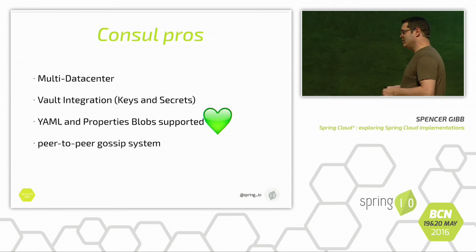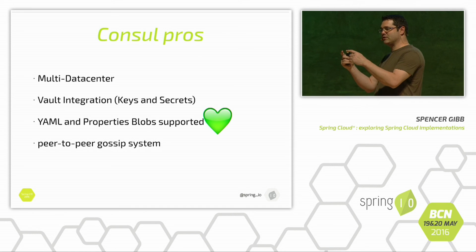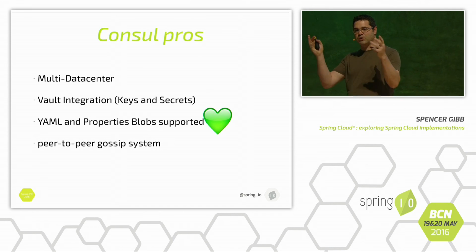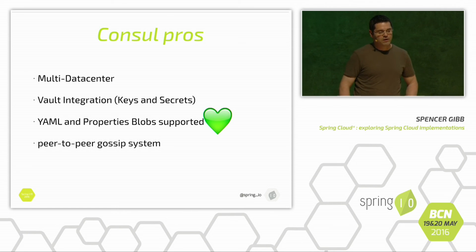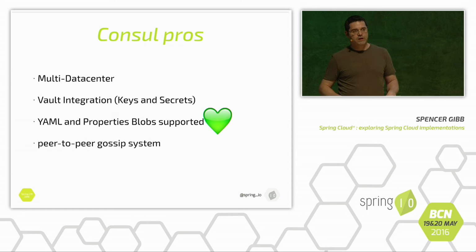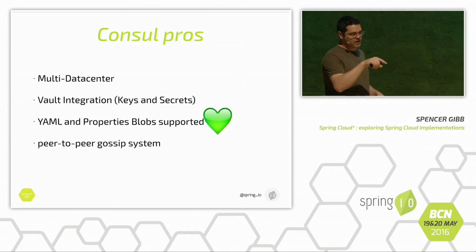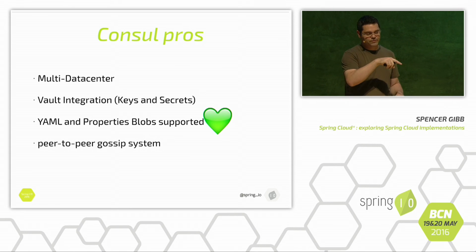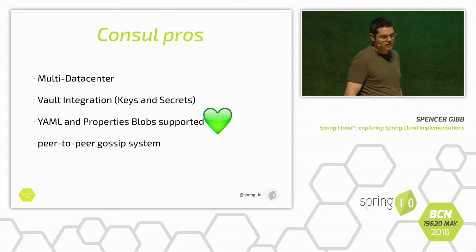So the way Consul is set up, you have a cluster of servers, 3 or more, right? 5 or more is probably better. And then you have agents running on each machine that connect to those servers. And to communicate and to announce the different nodes in the system, they have this nice peer-to-peer gossip system.